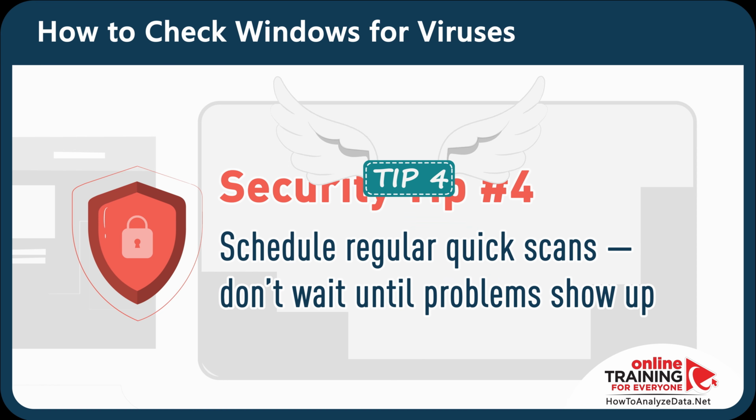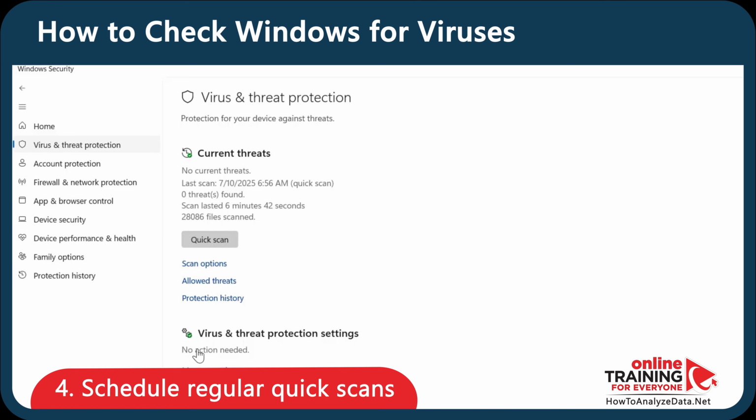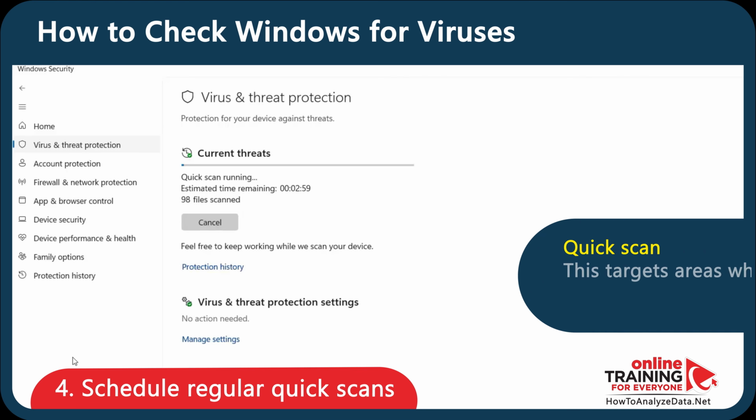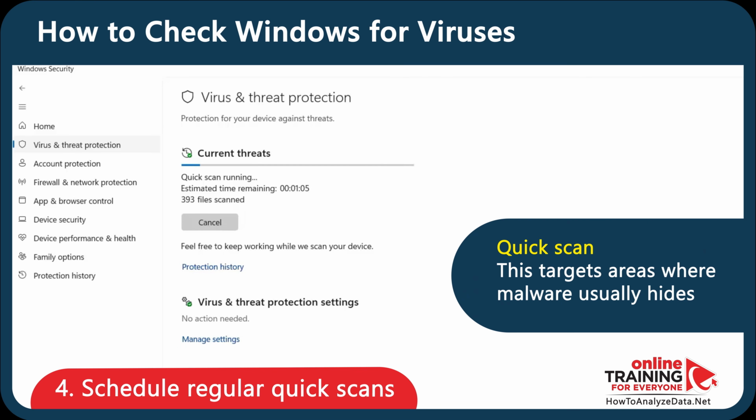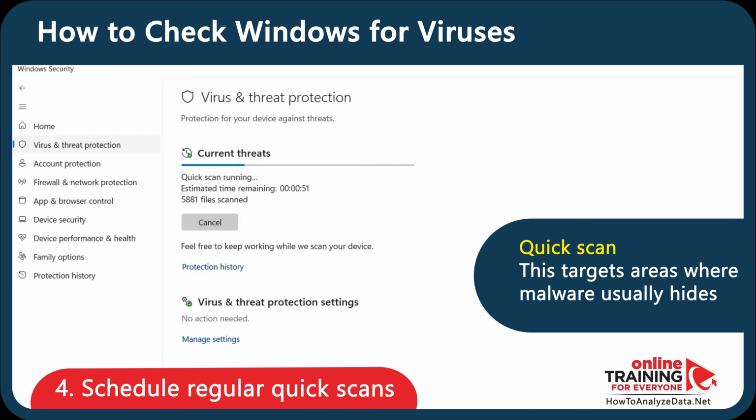Here's security tip number 4. You need to schedule regular quick scans. Don't wait until problems show up. To do it, navigate to Windows Security and click Quick Scan. This targets areas where malware usually hides: system files, memory, startup programs. It's fast and should run weekly or anytime your system feels off.